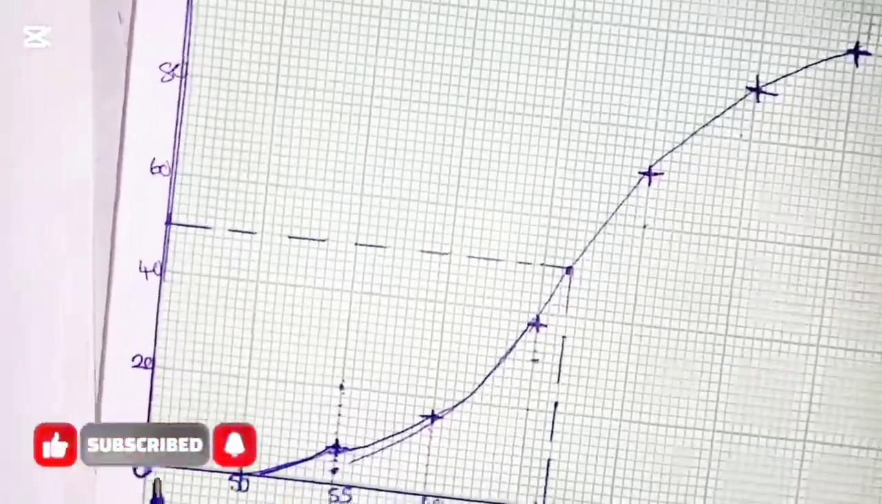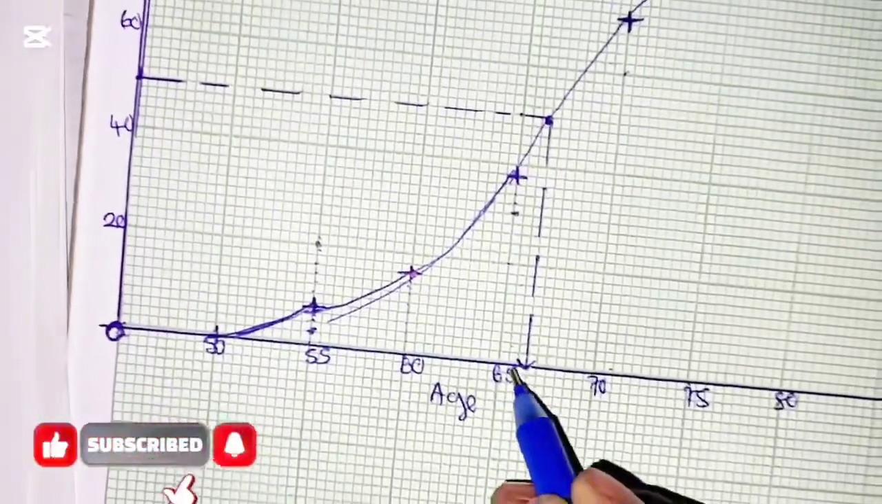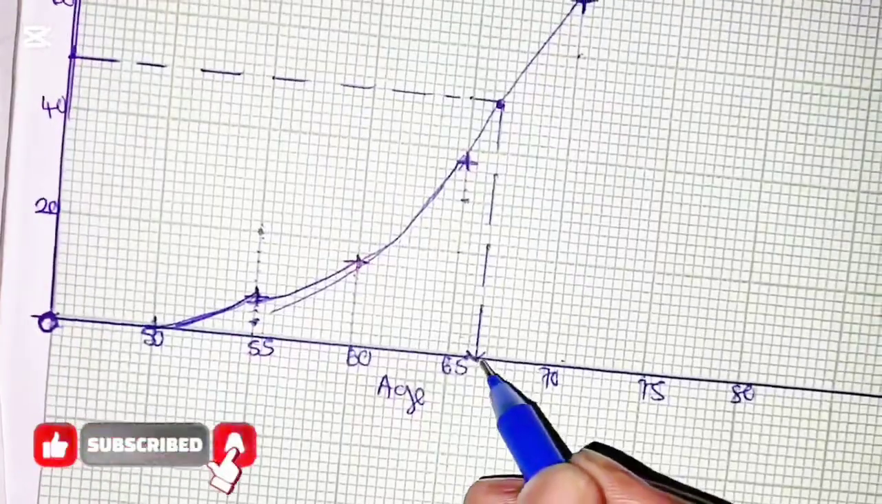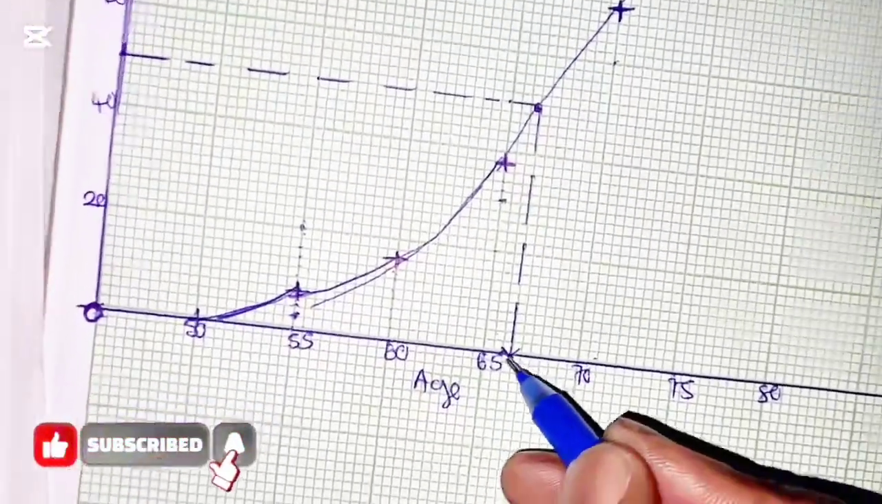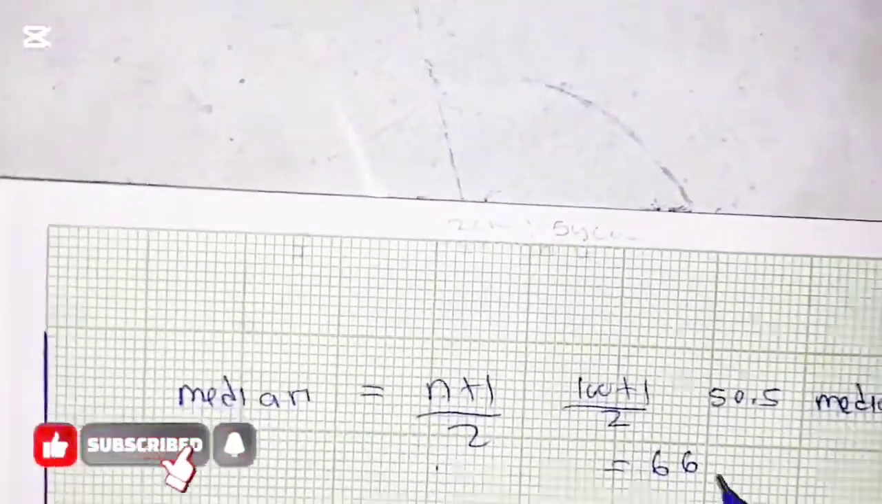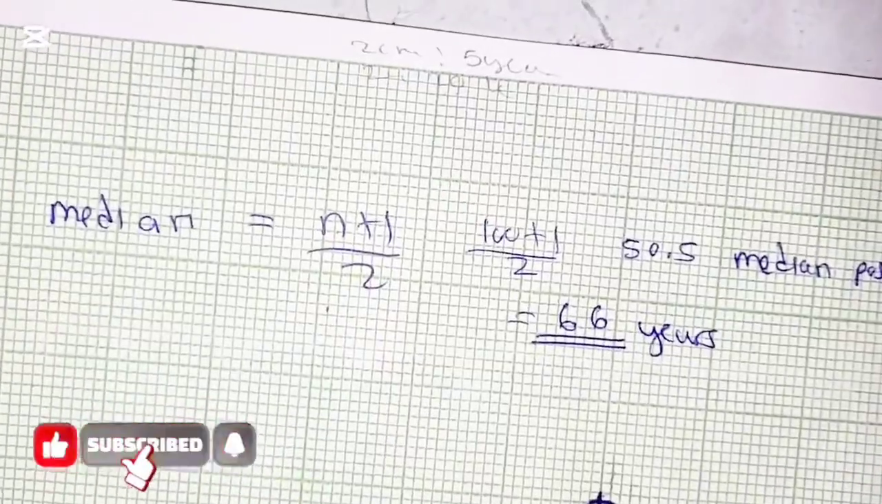Okay, so this one is 60. So according to our scale is 55, right? So meaning to say these two boxes is 66.5. We can round it off to 66. So we can say it's 66, right?